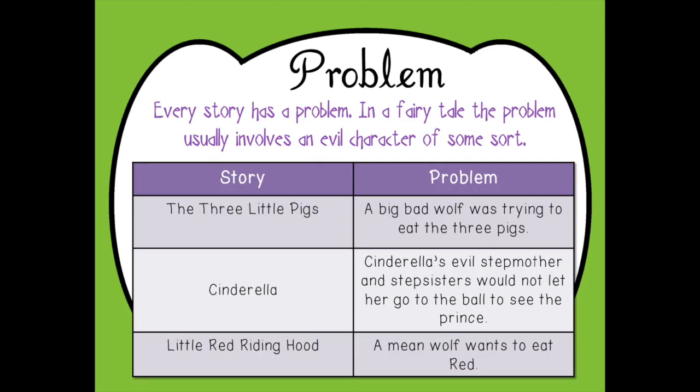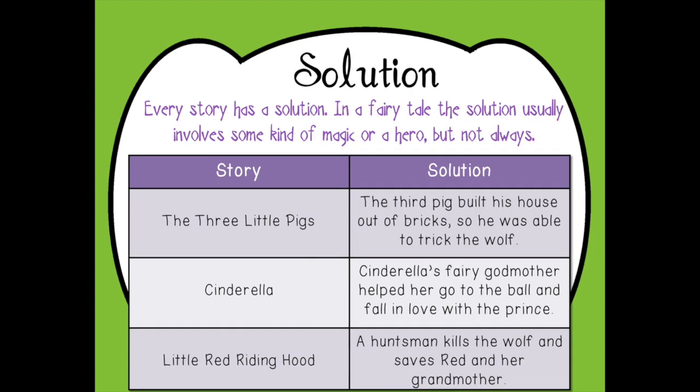Then the problem is a part of the story where something bad has happened. So there might be an evil character or something terrible that has happened to the main character. So in the 3 Little Pigs, the problem is that the big bad wolf was trying to eat the 3 pigs. In Cinderella, the problem is that Cinderella's evil stepmother and stepsisters would not let her go to the ball to see the prince. And in Little Red Riding Hood, a mean wolf wants to eat Red Riding Hood.